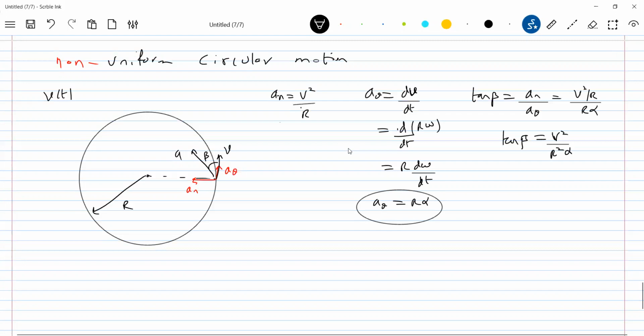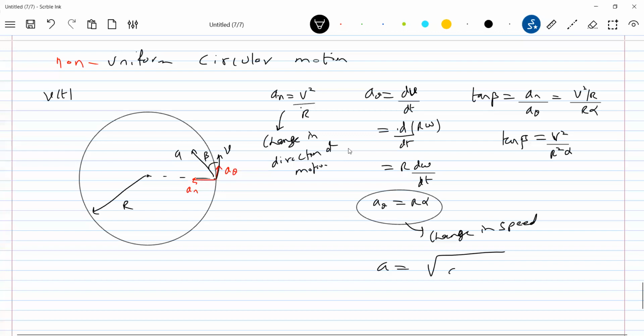Now look at that v, the beta, is it constant or variable? As v increases and alpha is constant, beta is going to increase here. The total acceleration vector will have different directions. This is due to what? Change in speed. And this is due to what? Change in direction of motion. I want total acceleration. Already we have discussed, once again I'm putting it: square root of a n square plus a theta square. What is the angle made by the total acceleration vector with tangential velocity? It is given by this particular formula.